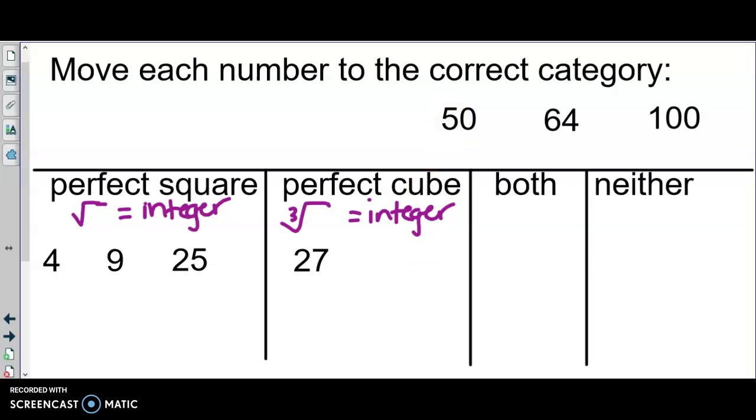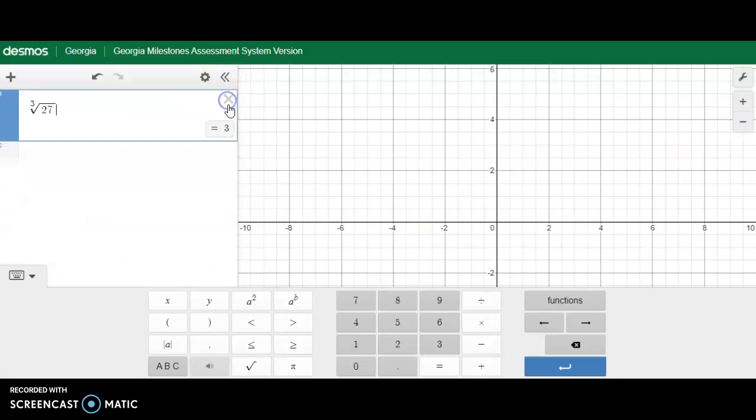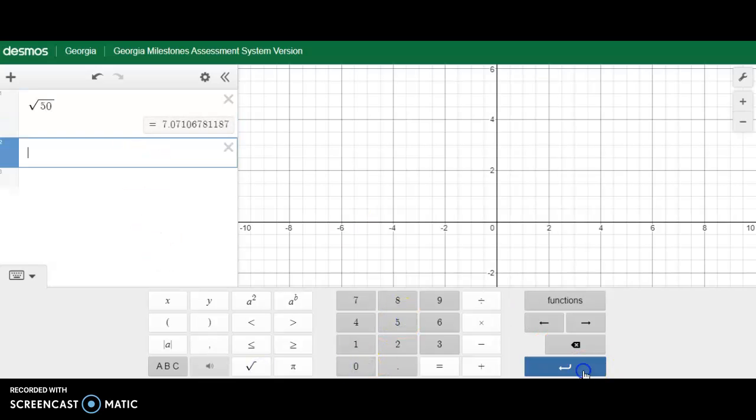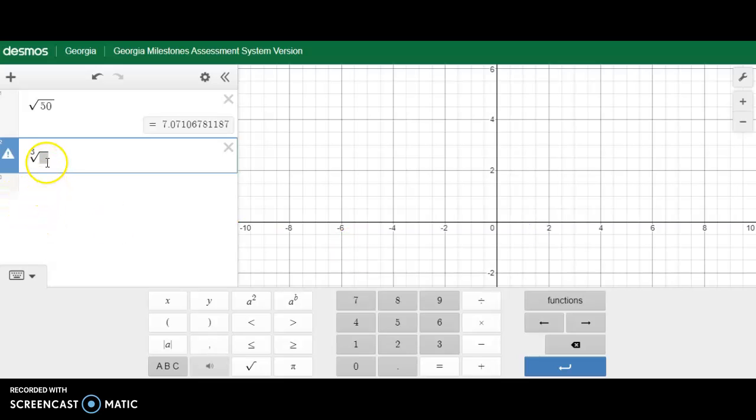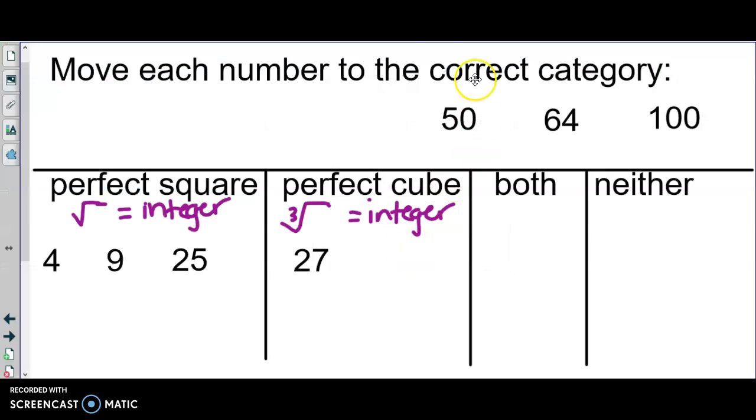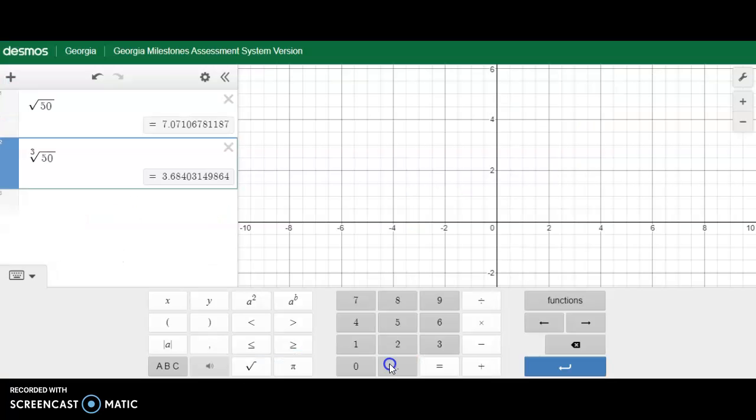All right, let's try 50. The square root of 50, that's irrational. That one didn't work. So let's go over here and try the cube root of 50. That's also irrational. So 50 is not a perfect square or a perfect cube. It is neither. Let's try 64.